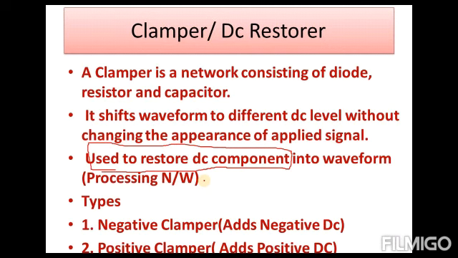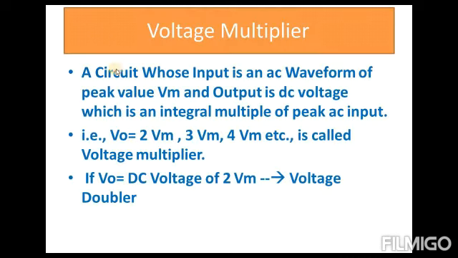Generally, the DC component is lost whenever the signal passes through a processing network, such as amplifiers. There are two types of clampers available: the negative clamper, which can add negative DC, and the positive clamper, which can add positive DC. Next one, voltage multiplier.